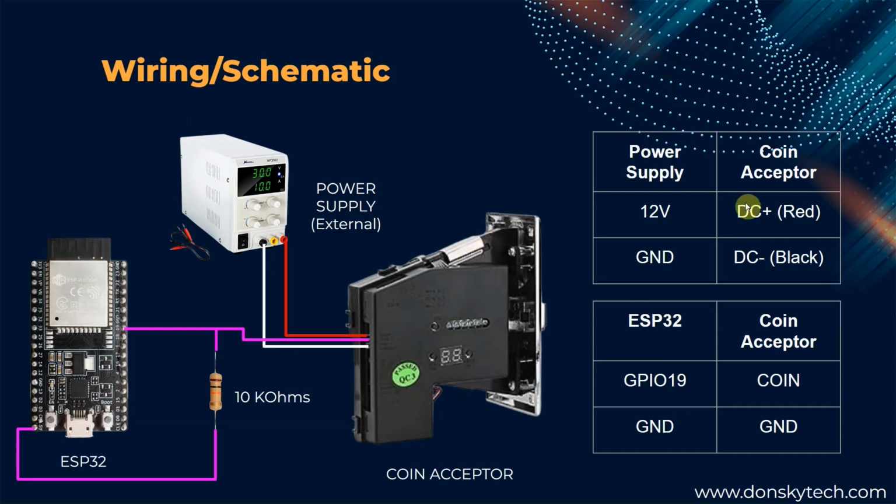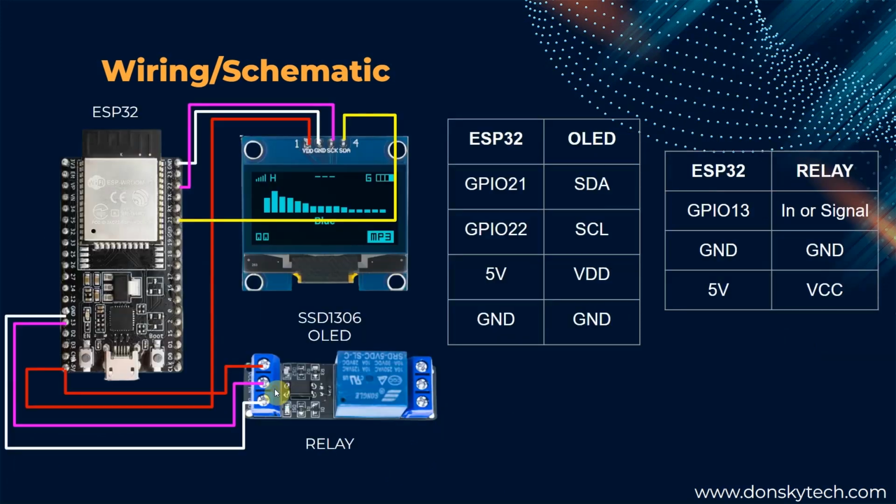So this is actually how the wiring and schematic is being done. Since the coin acceptor is 12 volts, you need an external power supply to power the input pin of the DC plus and the DC minus, while the signal or the coin pin needs to be pulled up with a 10 kilo ohm resistor to the 5 volts and connected to the interrupt pin that I have. Right now, I'm using the GPIO 19.